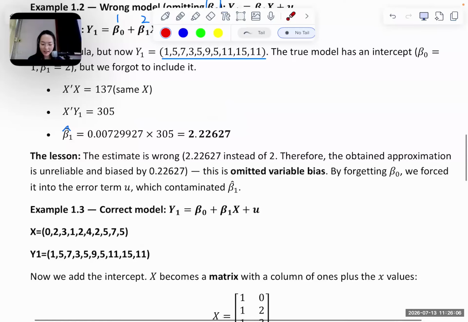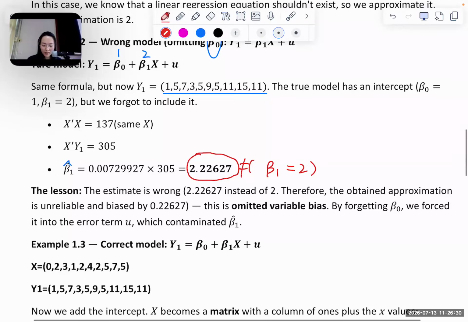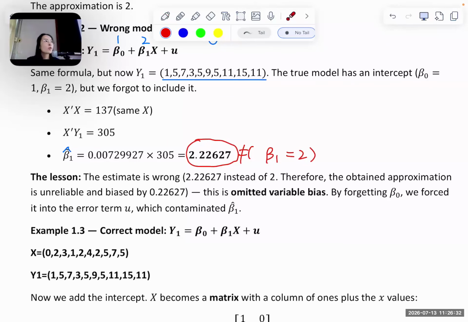What is the lesson? Remember, our true beta 1 is 2, right? Our true beta 1 is 2, not 2.22. Why is wrong? Do you know why is wrong here? The true beta 1 equal 2. Compare with our estimate. They are not equal. Why is wrong? Because we omitted the intercept, right? We forgot the beta 0. That's why we got our biased estimator.